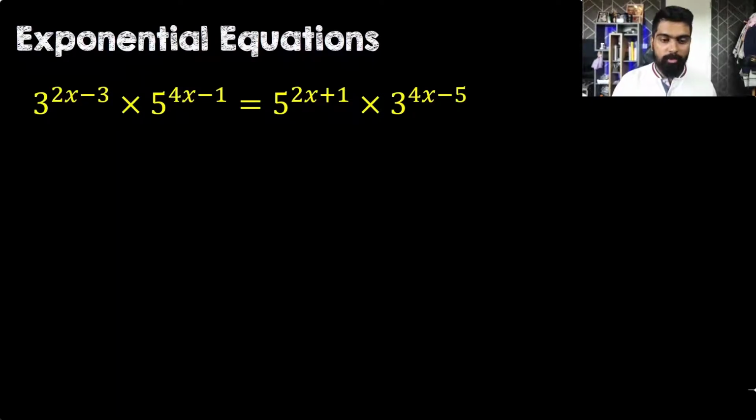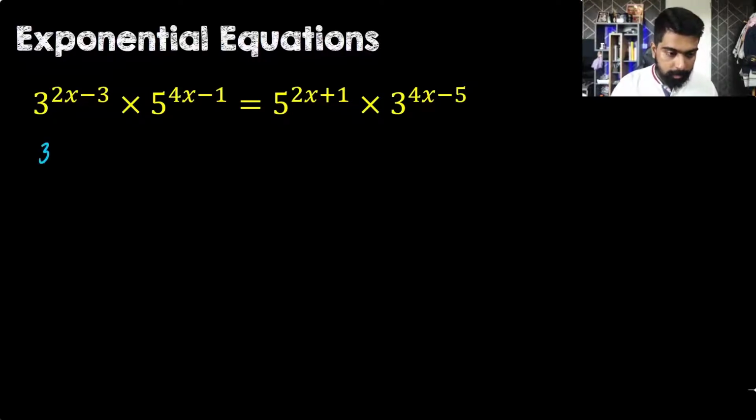Alright guys, so whenever we see any equation like this, I know it's a bit complicated, but it is not. Step number one, what we're going to do is transpose and have the same bases on the same side. So I'm going to move this base of 5 to the right hand side and the base of 3 to the left hand side. So what will I have here?